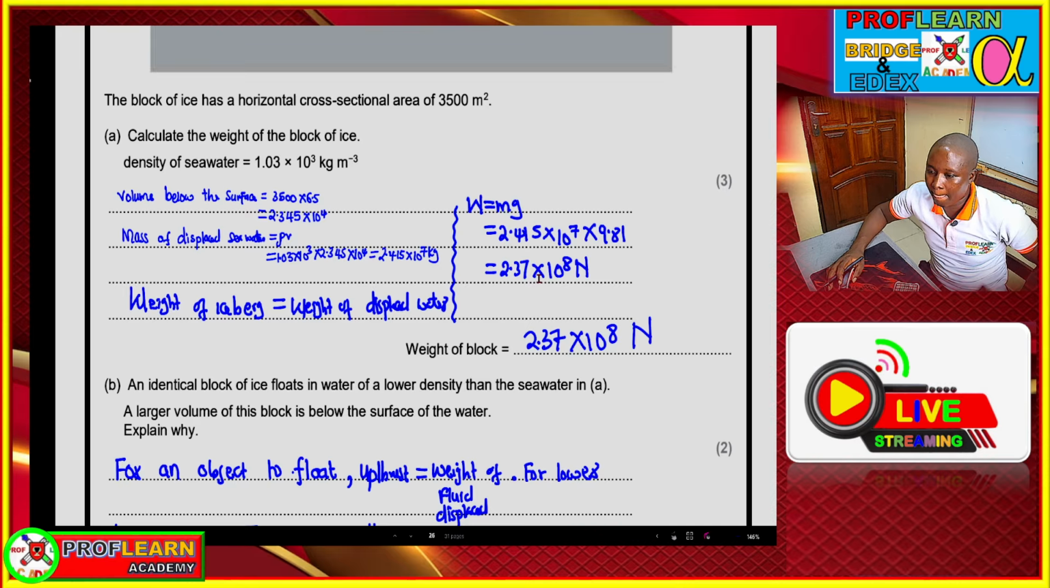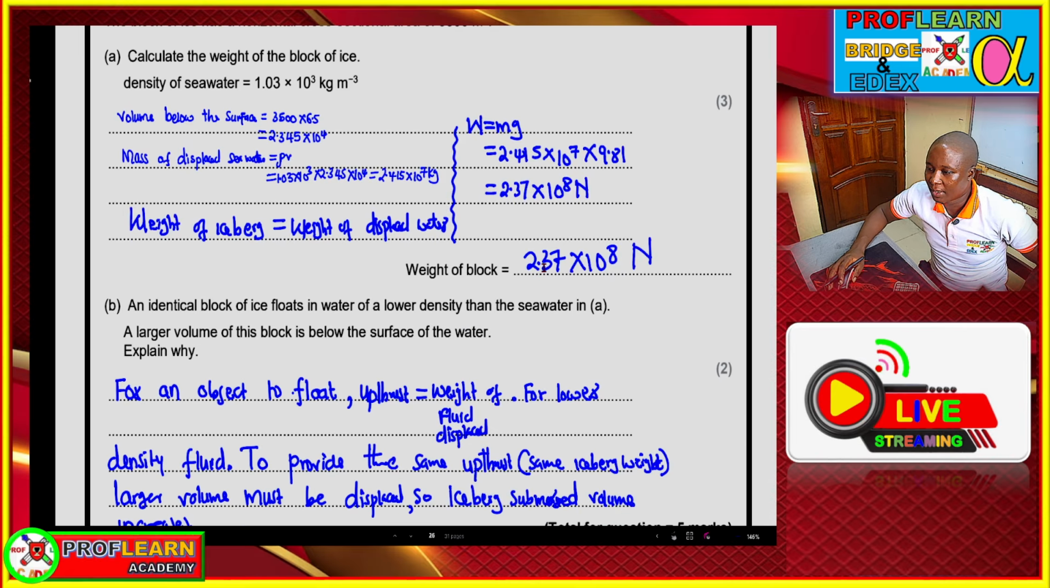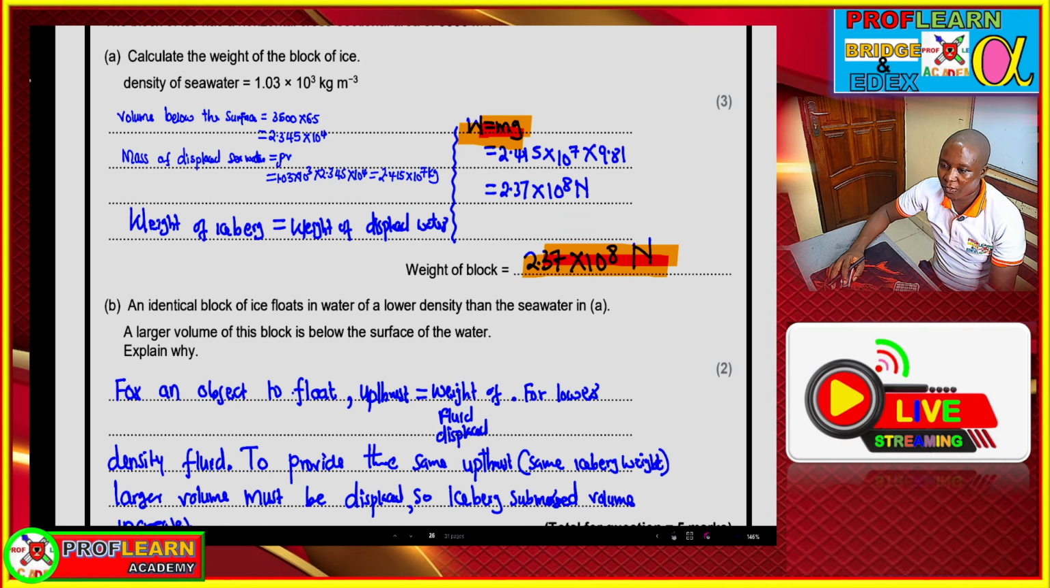And that is going to be equal to 2.37 times 10 raised to the power 8 newtons, because we understand that weight is equal to mass times gravitational field strength. So if you work it out, you're going to get your beautiful answer there for that particular section.